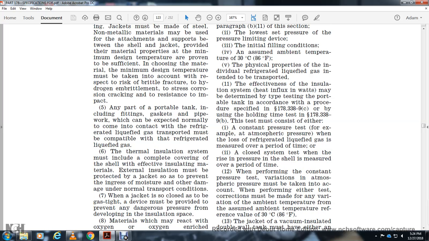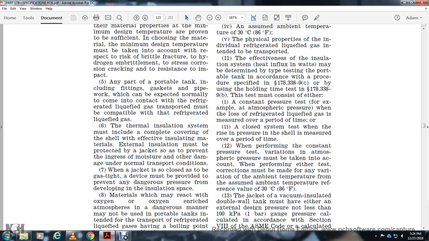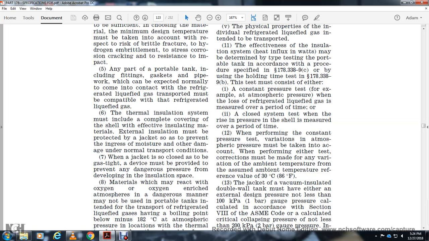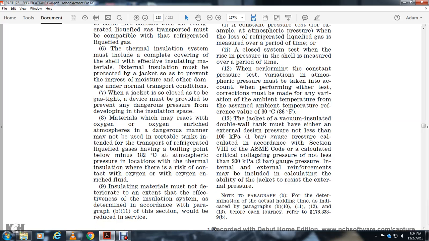When the jacket is closed gas tight, a device must be provided to prevent dangerous pressure from developing in the insulation space. For material which will react with oxygen or an oxygen-rich atmosphere, dangerous reaction may occur. Portable tanks used for the transportation of refrigerated liquefied gas that has a boiling point below minus 182 degrees Celsius at atmospheric pressure must not include thermal insulation where there is a risk of contact with oxygen or oxygen-enriched fluid.